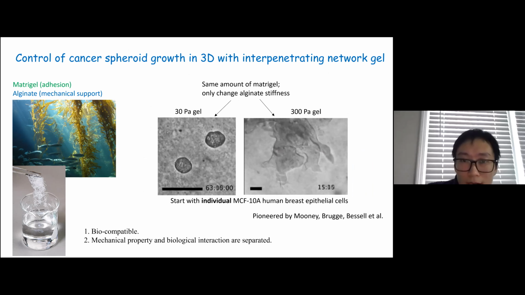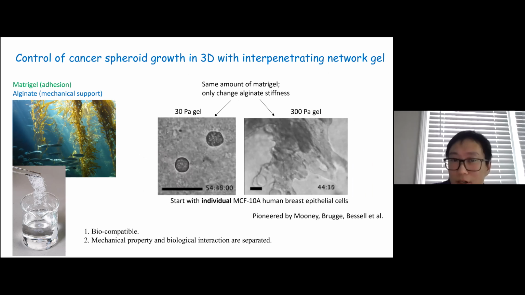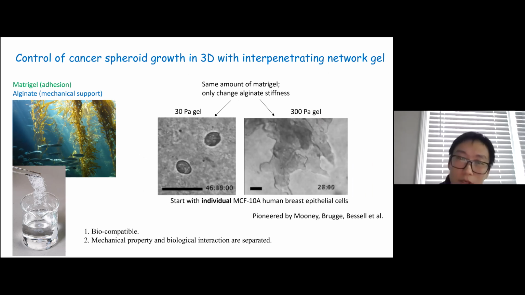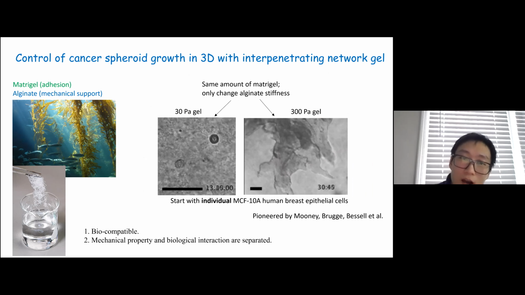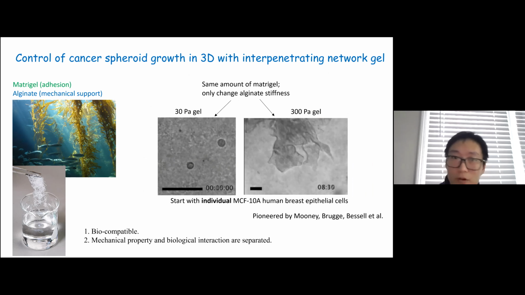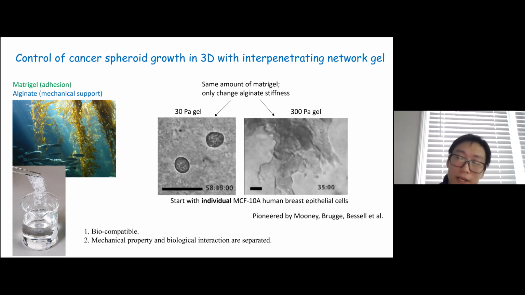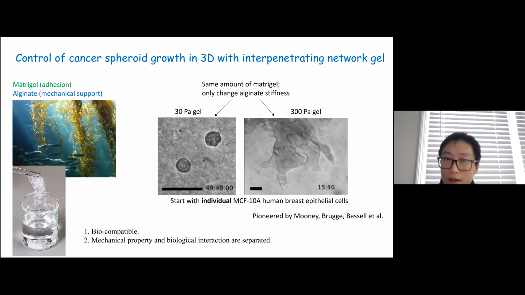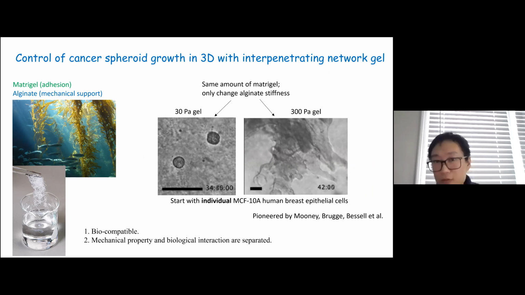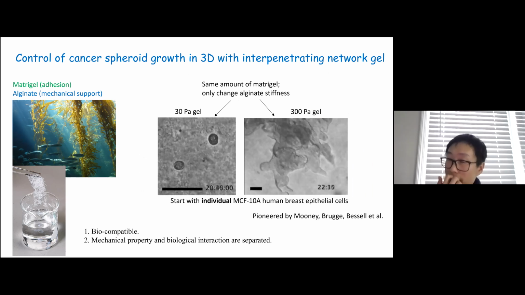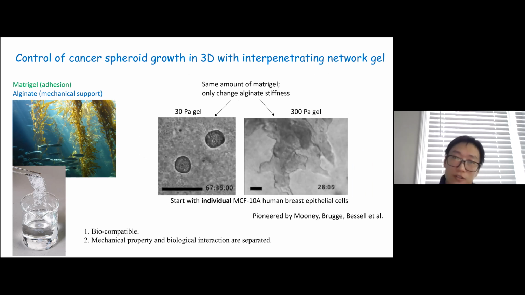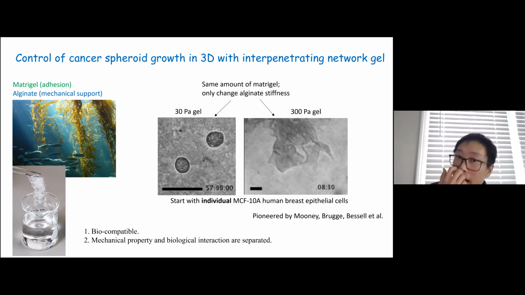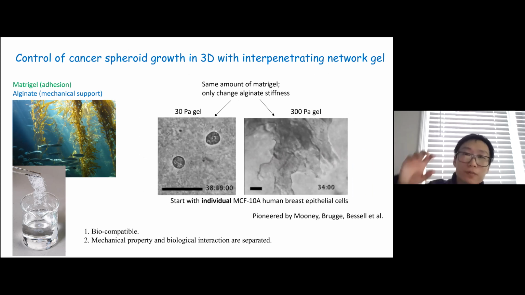In the last 2 years, I would say we have become very interested in multicellular systems now. Not only single cells or their ECM, but when you have a piece of tissue growing in your lab, how they interact with the surroundings. For example, what I show here is a model system pioneered by Dave Mooney, Joanne Brucke, and Nina Bissell.